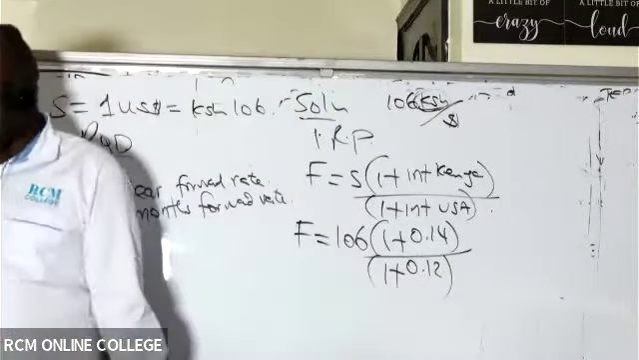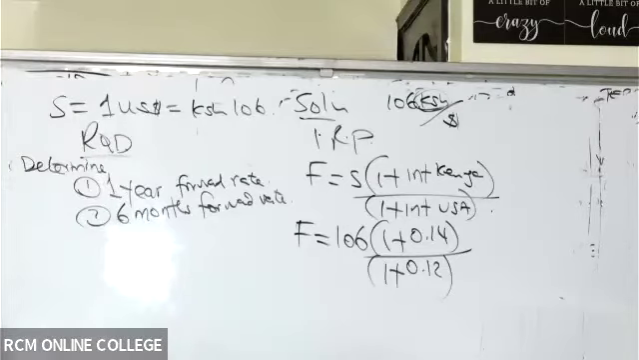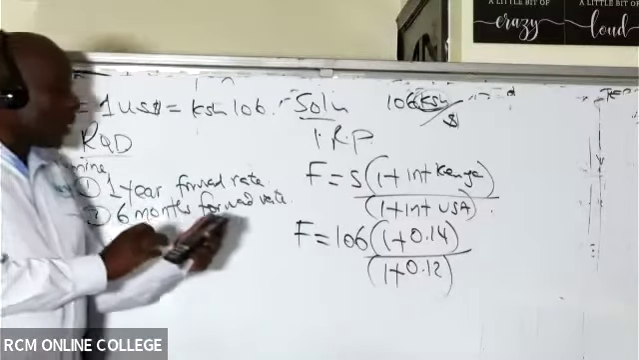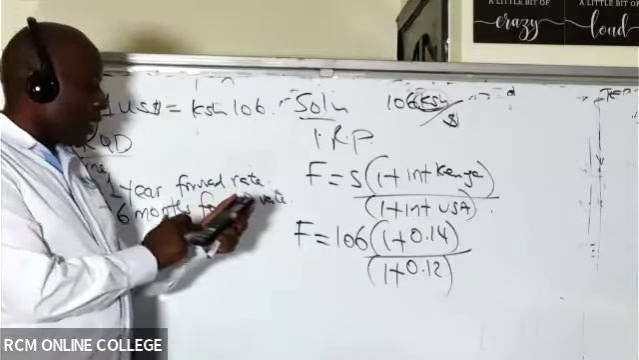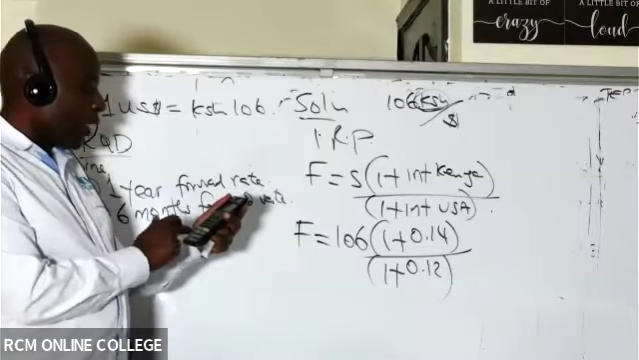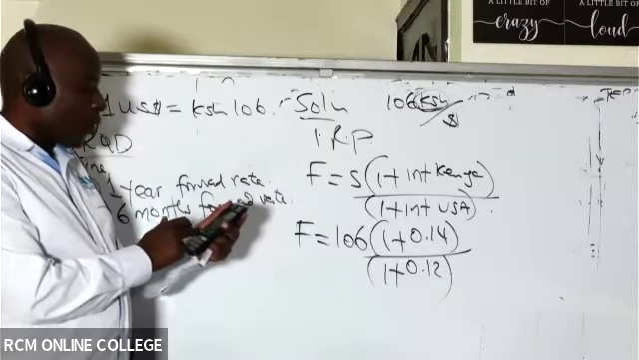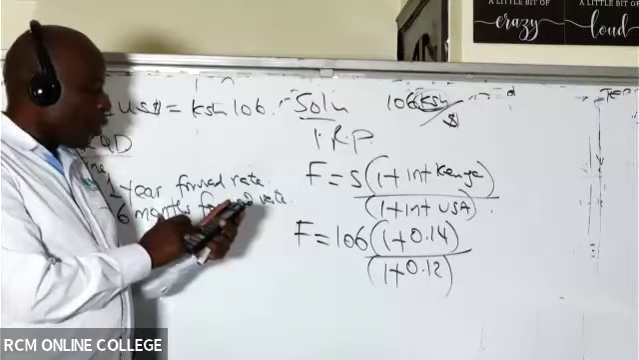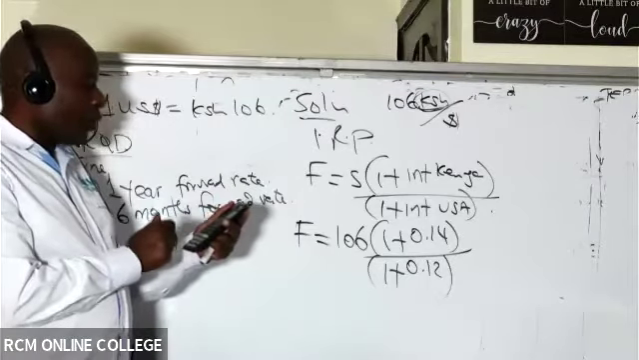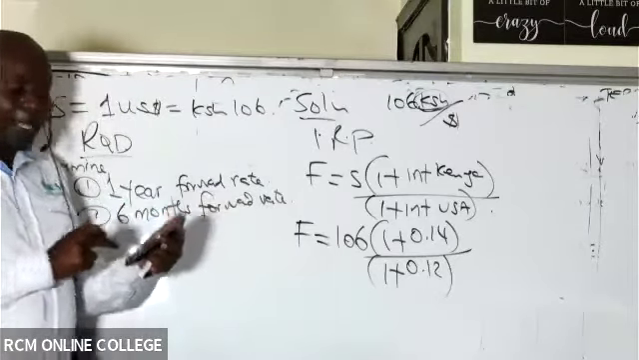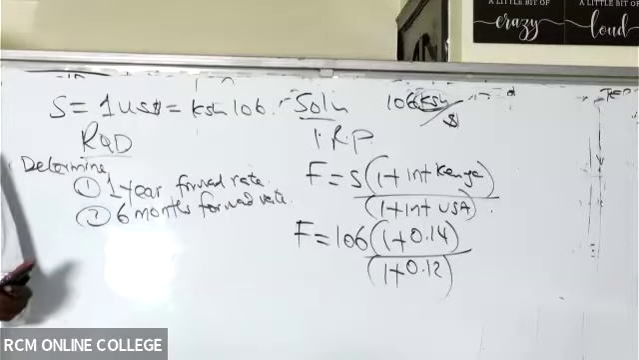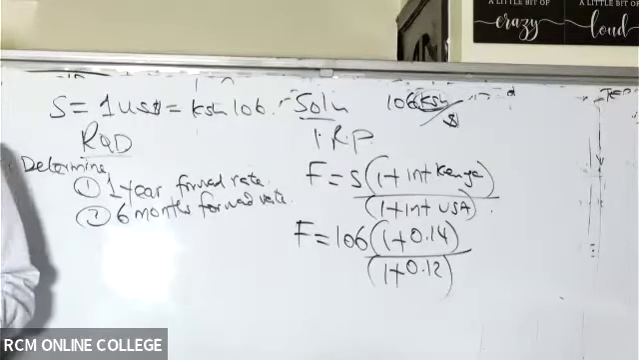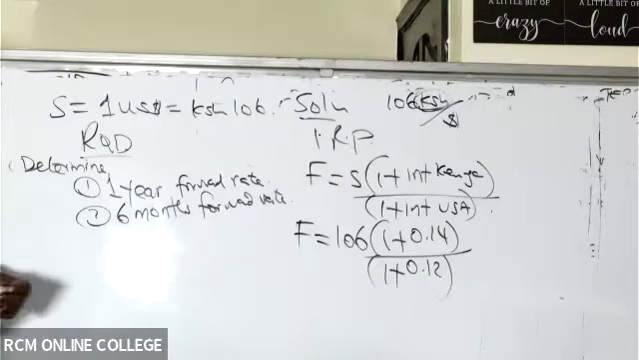Get your calculator and press like this: 106 times open brackets, 1 plus 0.14, close, divide by open another bracket, 1 plus 0.12, close, equals. I'm getting something nice. Is there somebody getting 107? Thank you very much, Stella Maria. 107.89.